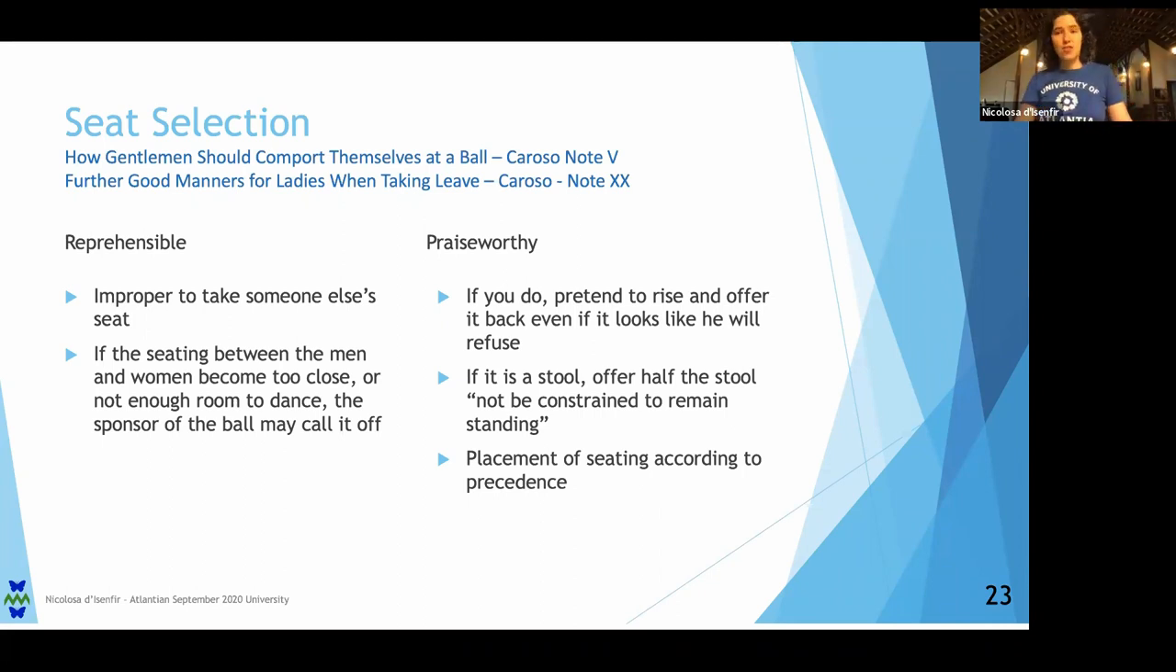However, if there are stools, you should not make the other gentleman remain standing. Therefore, you should give up half your stool and sit there. Now let's go back to those pictures we had earlier of what the gentleman is wearing, and most notably, his sword. So while you're seated on the stool, think carefully of how your sword is going back, who you are hitting with it, as two of you share a stool. And then similarly praiseworthy is to think about where you are seated.